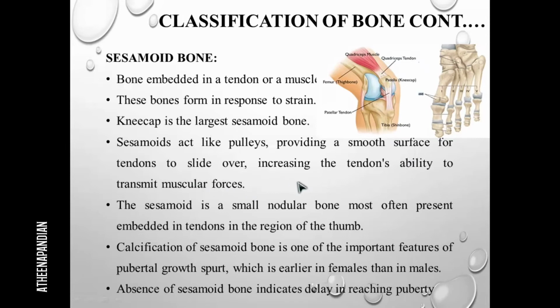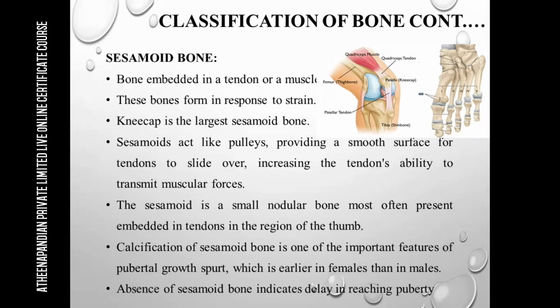The sesamoid is a small nodular bone, most often embedded in the tendons in the region of the thumb. Okay, in the thumb region also. The calcification of sesamoid bone is one of the important features of the pubertal growth spurt, which is earlier in females than males. Obviously we know that females attain puberty earlier than males.